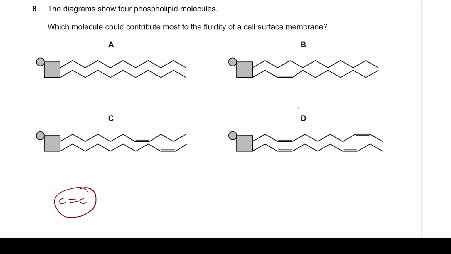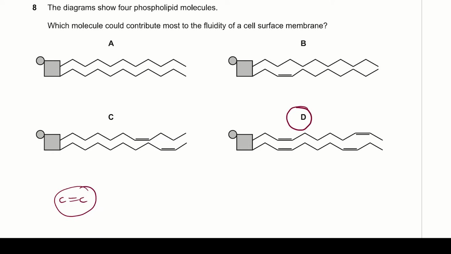In this case, it is going to be D. Conversely, the molecule with no double bonds at all forms the least fluid membrane.